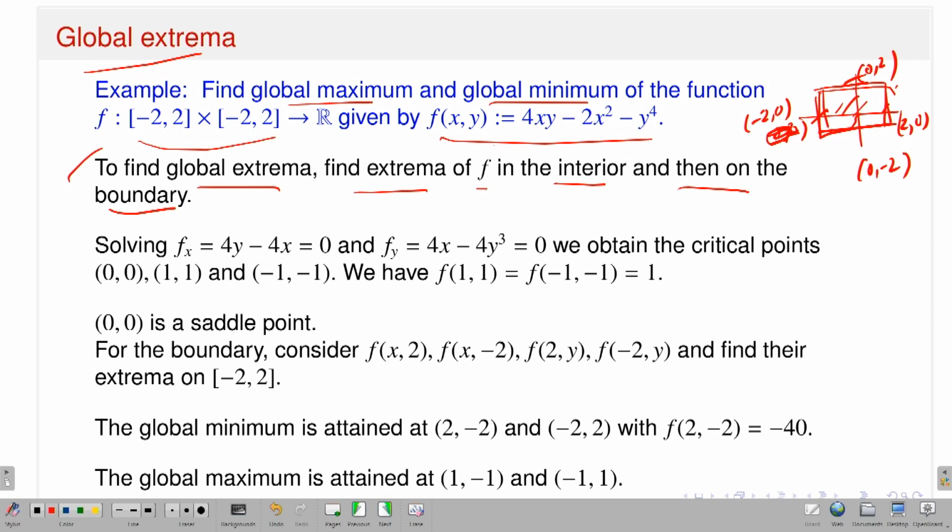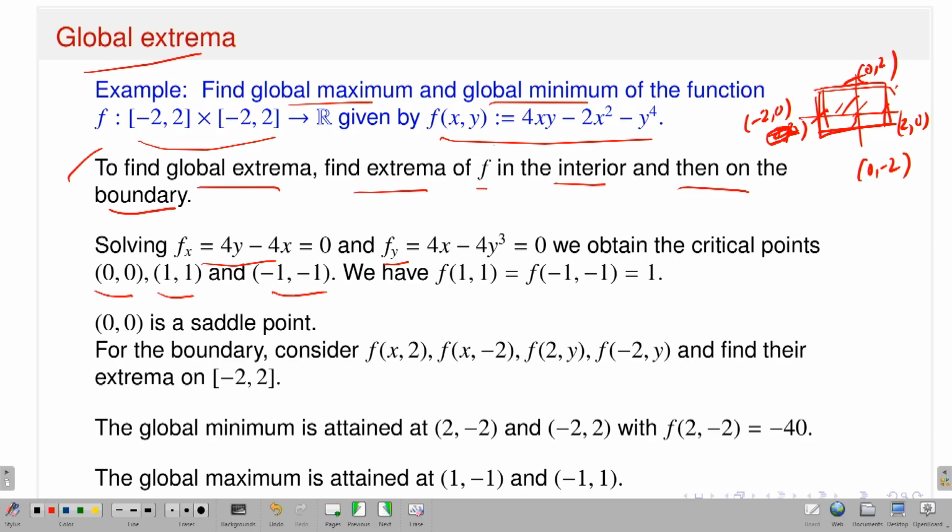The function is very nice, it's a polynomial in x and y. If I take the first order partial derivative, fx is 4y minus 4x cube, you just equate it with 0. Consider del f del y, which is f suffix y, which is 4x minus 4y cube. Now if I solve these two equations, fx is equal to 0 and fy is equal to 0, you will obtain these points: 0 0, 1 1 and minus 1 minus 1. These are the three interior points which are critical points.